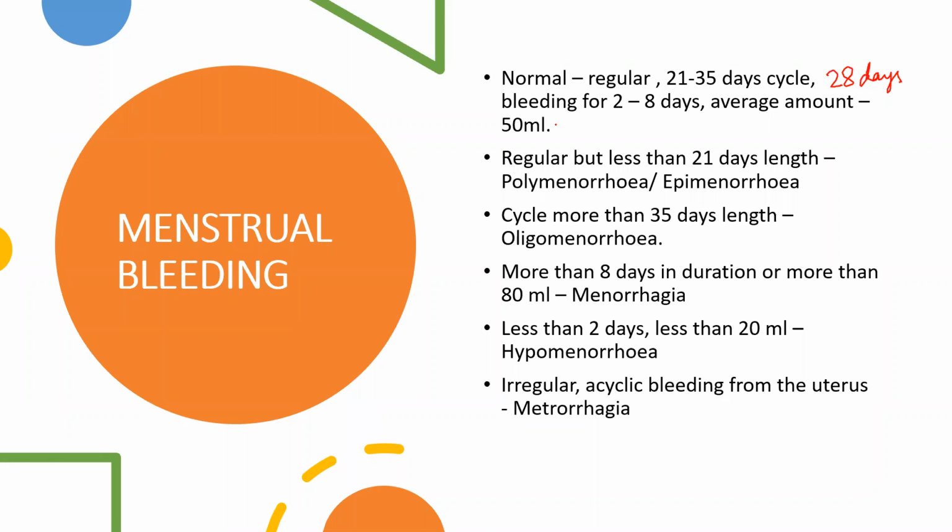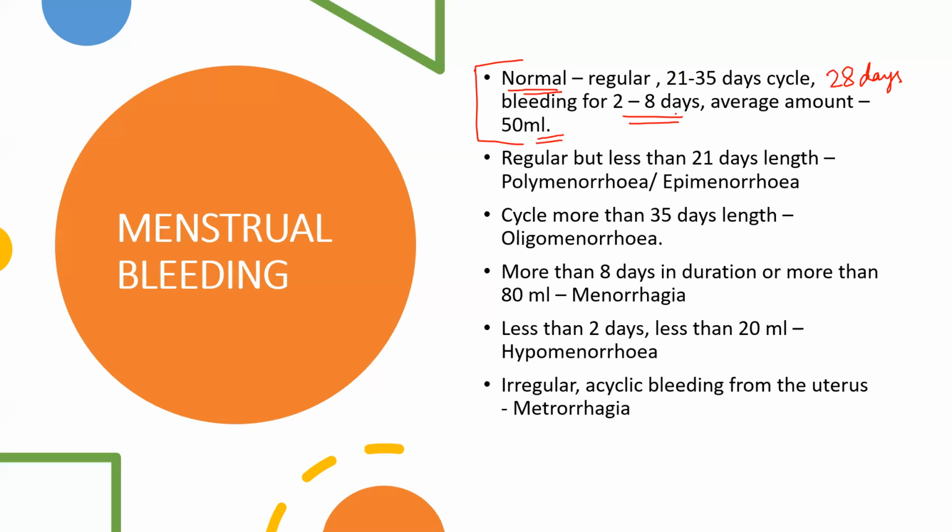Next one, bleeding for 2 to 8 days is again normal. So here in this point, we are dealing only with the normal one. And the average amount of blood is 50 ml. So this is about the normal one.